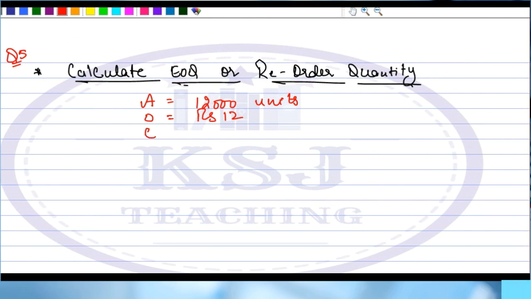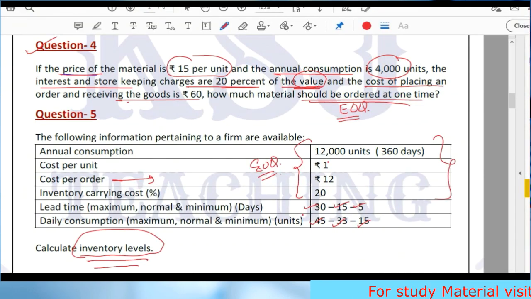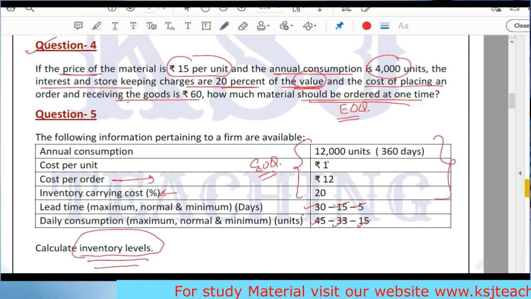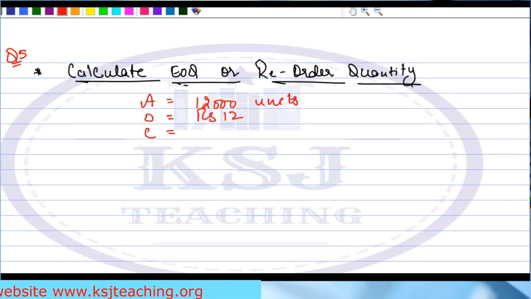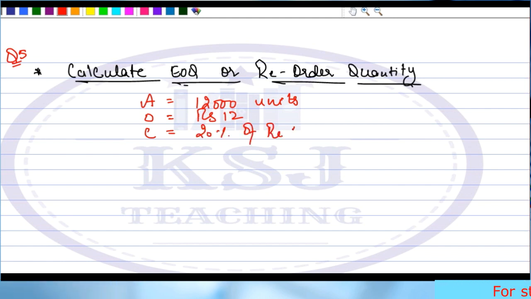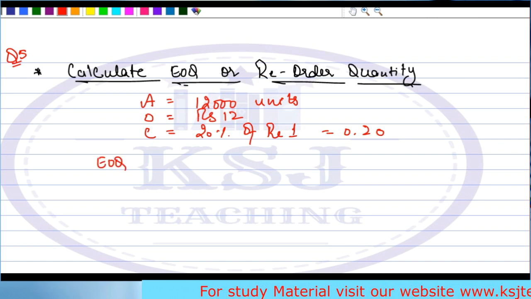What is the carrying cost? Carrying cost is given to you, that is 20%. This is given in percentage, 20% of rupee 1. It is to be calculated on the purchase price. So you need to be very careful. 20% of rupee 1, that is 0.20. So you can calculate EOQ from here.